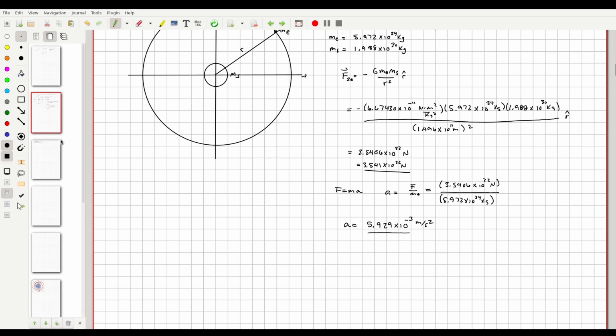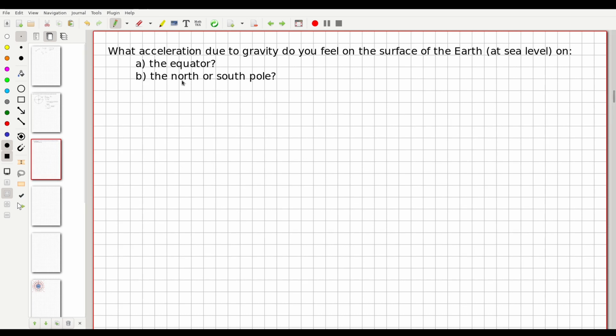Now, let's do another example. What acceleration due to gravity do you feel on the surface of the Earth at sea level, on the equator, or the North and South Pole? Now, why would you experience a difference between these?